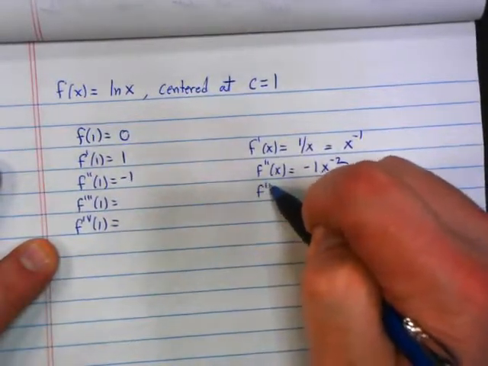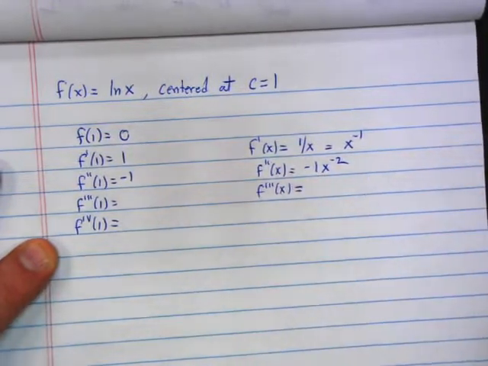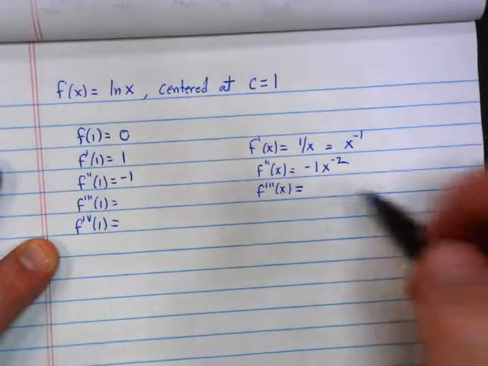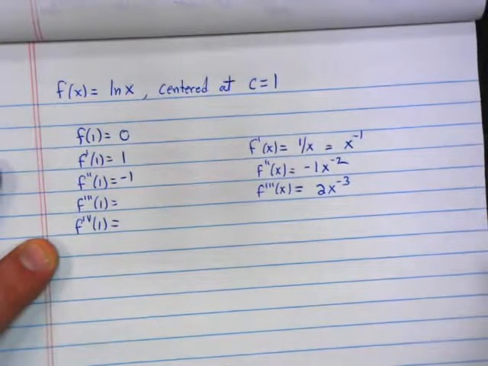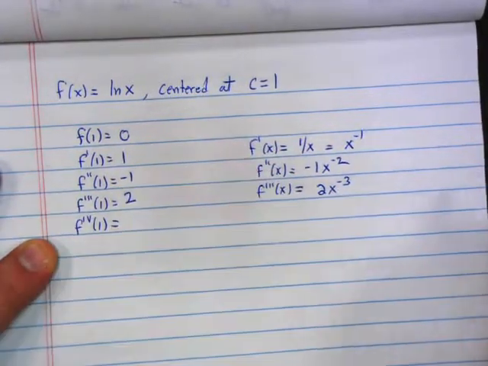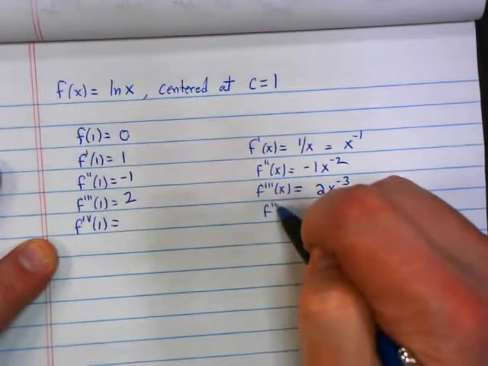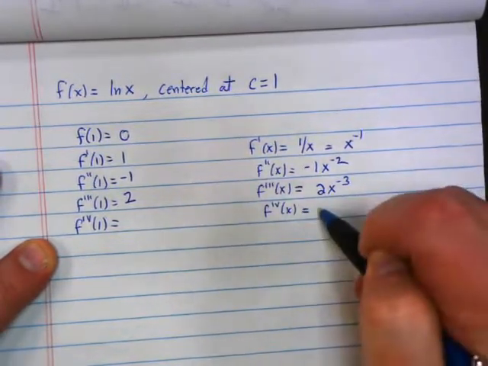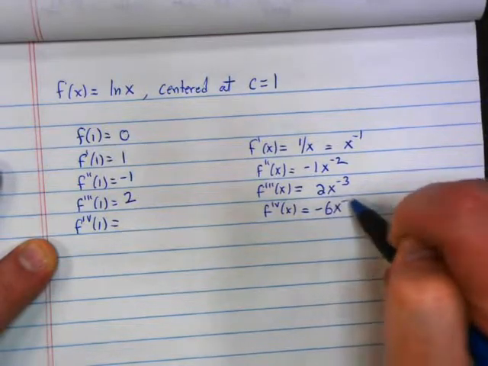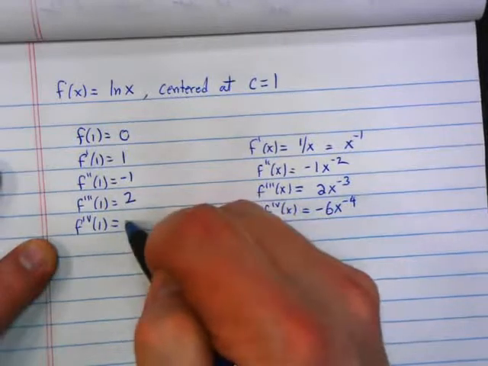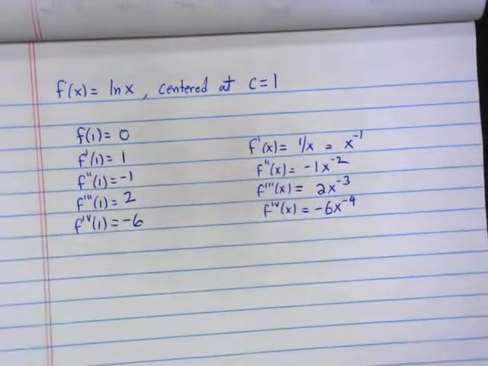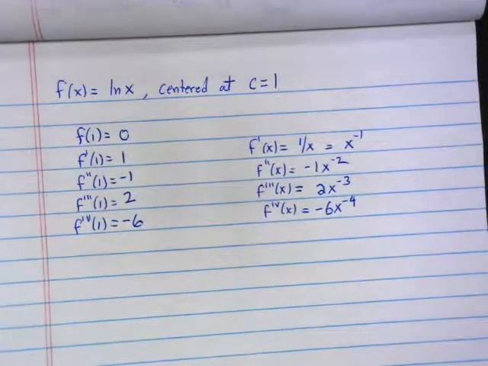Third derivative is? 2x to the -3. So when I plug 1 into that, I get 2. What's my fourth derivative? -6x to the -4. So when I plug 1 into that, I get -6. Are you seeing a pattern in those numbers yet?